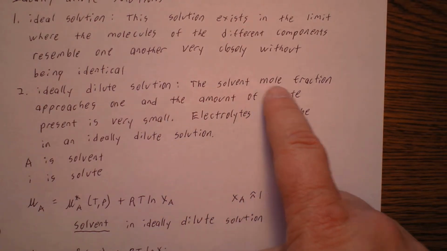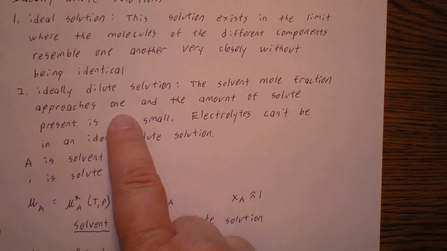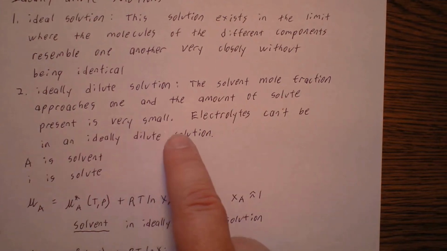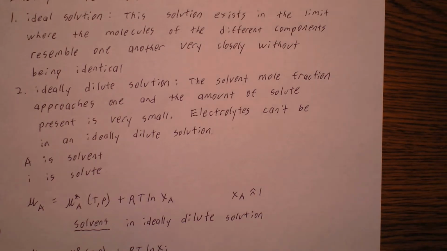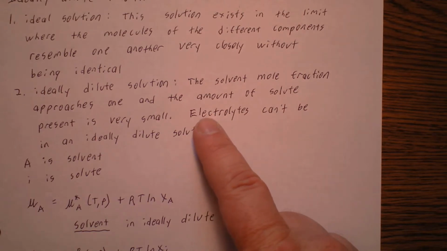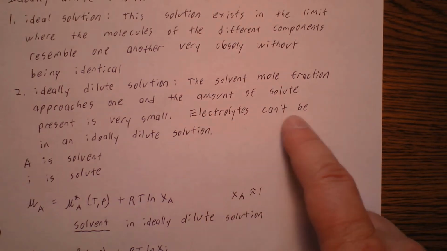The solvent mole fraction approaches 1. In other words, it's almost pure solvent, and the amount of the solute present is very small. In other words, an ideally dilute solution is where there is just a teeny weeny bit of solute in a whole bunch of solvent. Now, this would not apply to electrolytes at all.